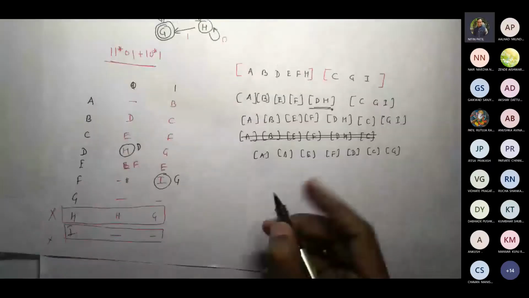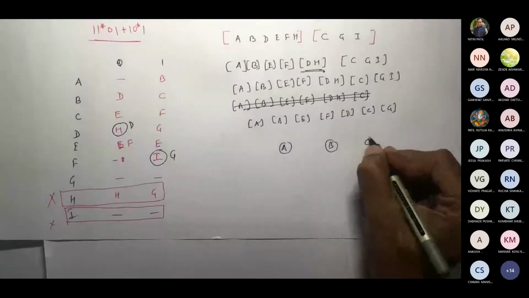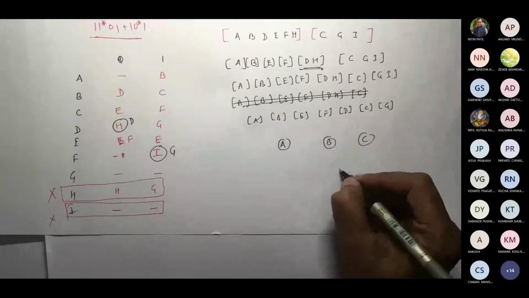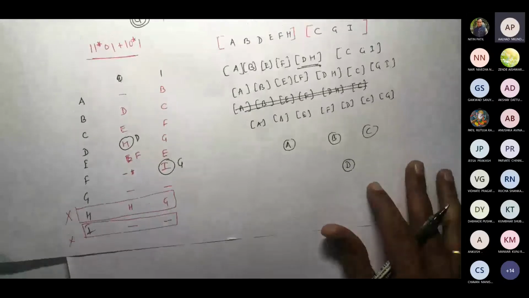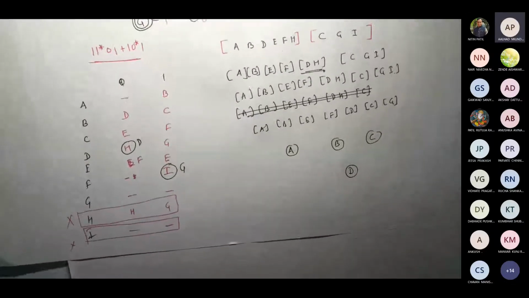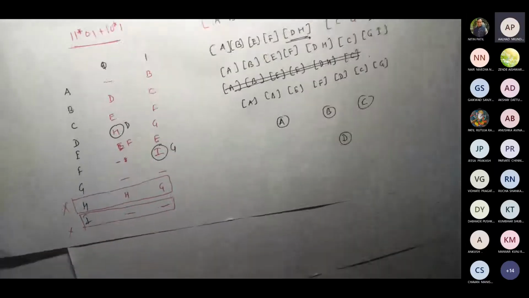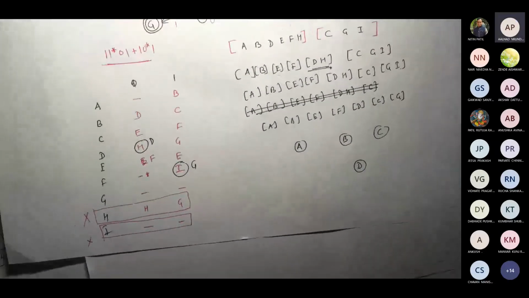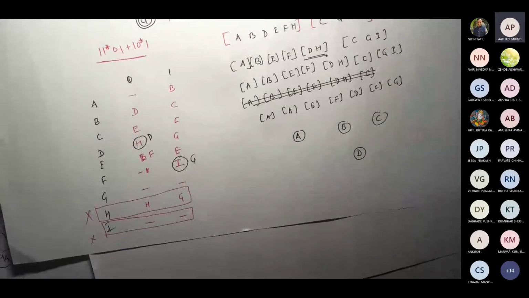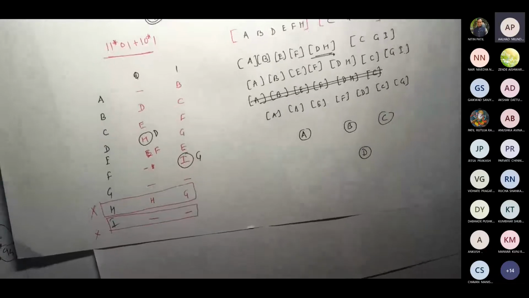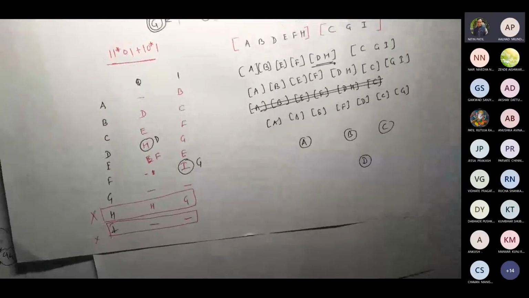Let us draw this. So A, B, C, D. Sir, just a doubt. Can we do it the other way around also? Instead of replacing H with D... So D and H are the same. Instead of replacing H with D, would replacing D with H also be okay?